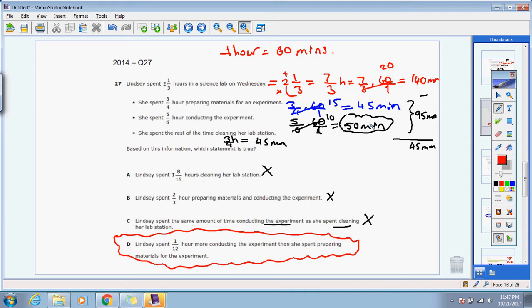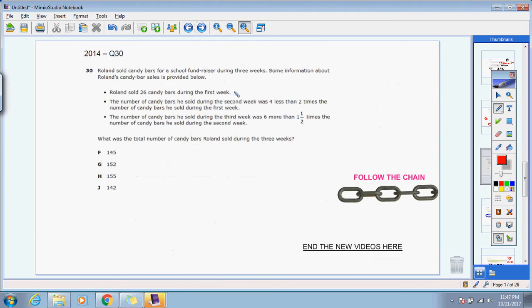Yes, because the difference between these two statements is 5 minutes, and we can compare by hour. 5/60, as 1 hour equals 60 minutes. When you compare, 5 goes into 60, it will be 1/12. So D as in dog is our answer. Let's move on to the next one.